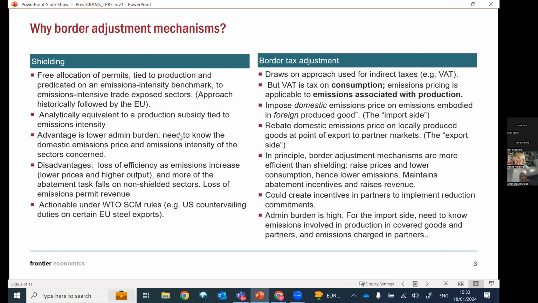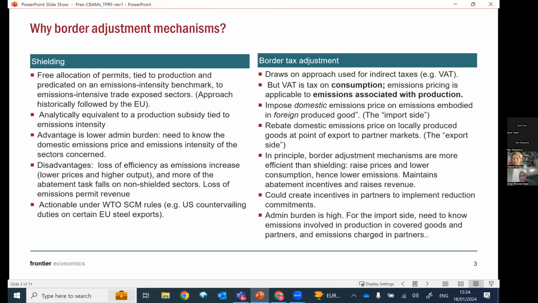Now, as you're aware, there are many different ways of dealing with this problem. Historically, the way the EU and others have dealt with it is through the free allocation of permits tied to production, an approach sometimes referred to as shielding. This is analytically equivalent to a production subsidy tied to emissions intensity. Its main advantage is that it's relatively straightforward to implement administratively. Its disadvantage is that it's less efficient economically and from an environmental perspective. The allocation of such permits also comes within the scope of WTO SCM rules. So the US, for example, imposed countervailing duties on EU free allocation of permits for certain steel exports.